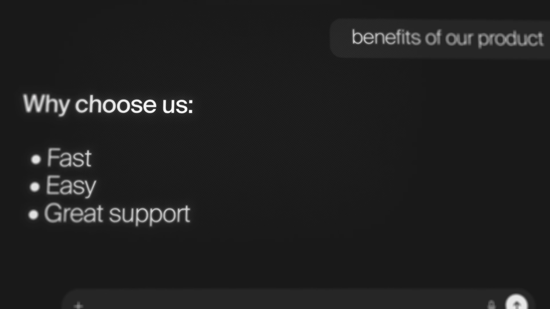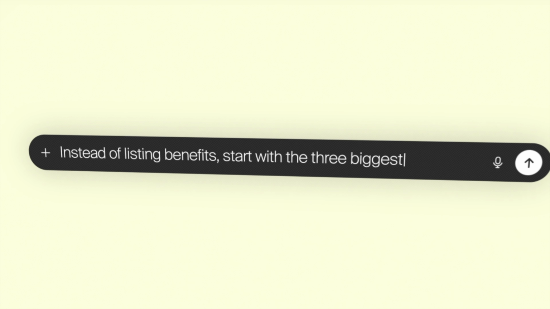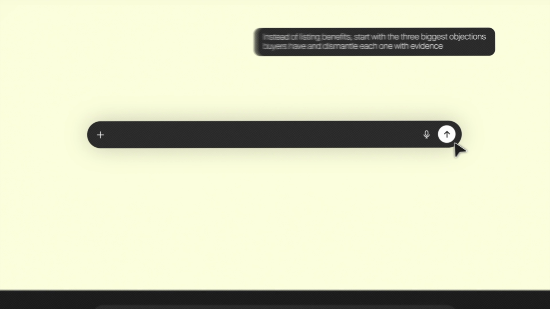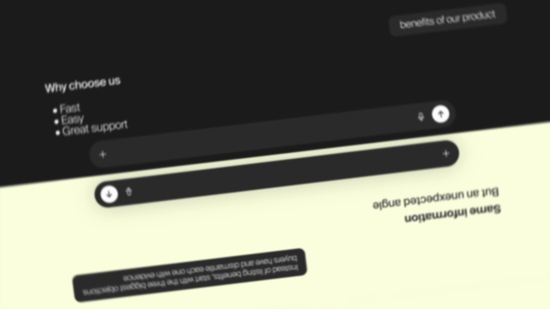Flip reverses your angle. Say the AI gives you some typical benefits of our product copy, right? Instead of asking for better benefits, you flip it. So you say, "Hey, AI, instead of listing benefits, start with the 3 biggest objections buyers have and dismantle each one with evidence." Same information, but an unexpected angle. You're not asking for different content, you're asking for a different entry point.